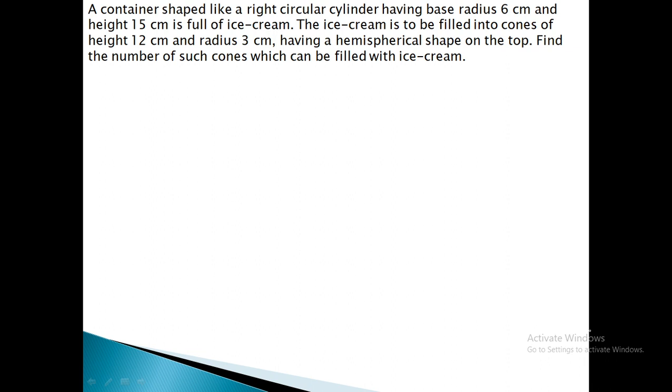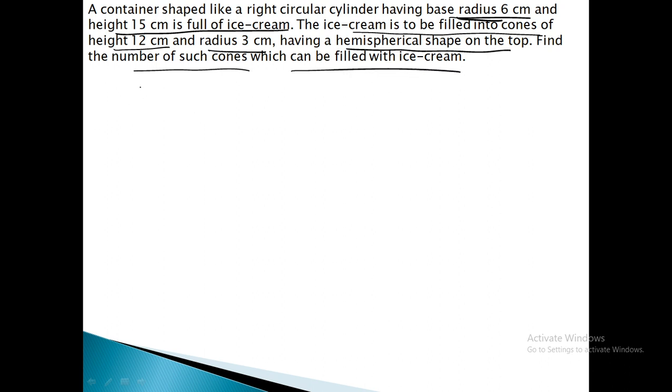A container shaped like a right circular cylinder having base radius 6 centimeter. You have given radius, height, full of ice cream. And ice cream is to be filled into cones whose height is 12 centimeter and radius 3 centimeter, with a hemispherical shape on the top. Find the number of such cones which can be filled with ice cream.